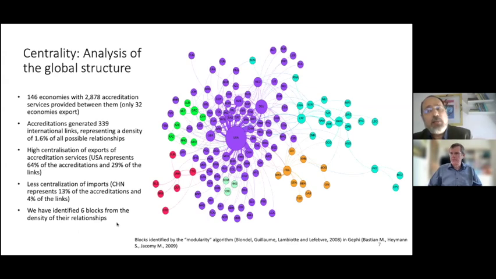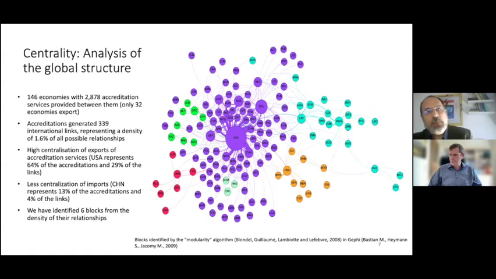The counterpart of this centralization on the side of the exporters is that from the point of view of the importing of these services, there's less centralization and it's more distributed. China represents 30% of accreditations and 4% of the relationships that exist.